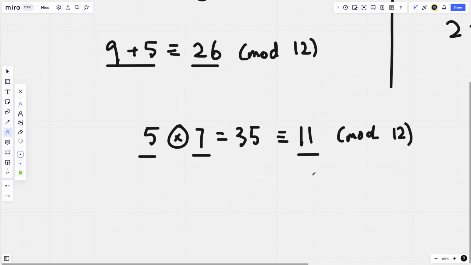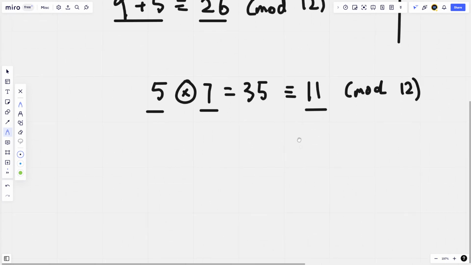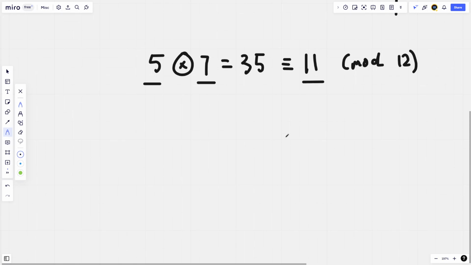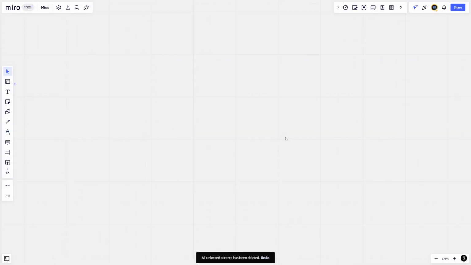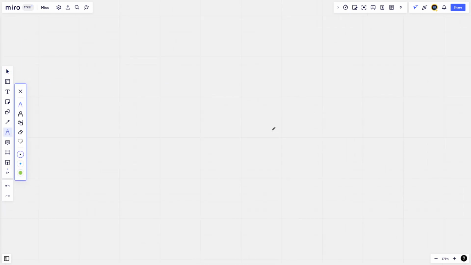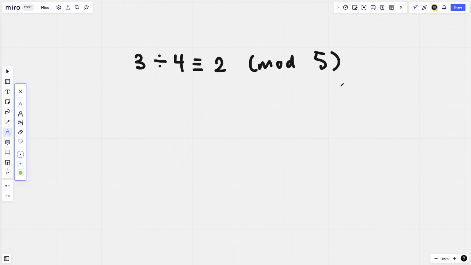Because we don't have fractions, we only have integers. So what would 3 over 4 be? For this, we'll need to move to a different modulus. So let's look at mod 5. So that's how division works.